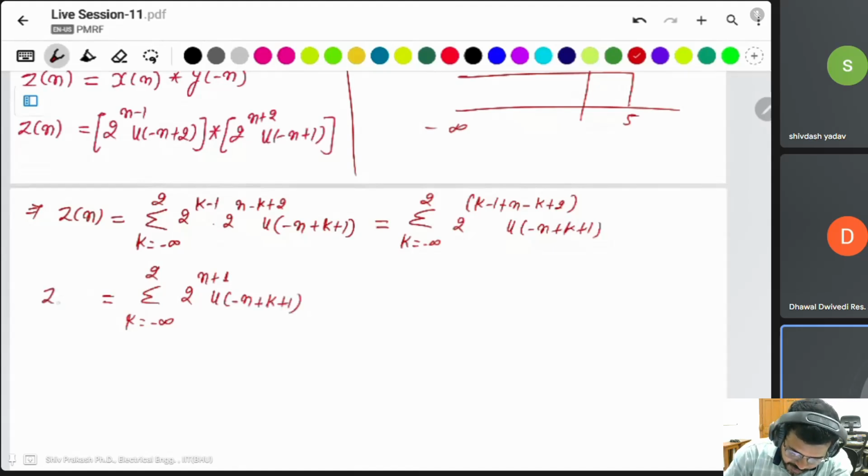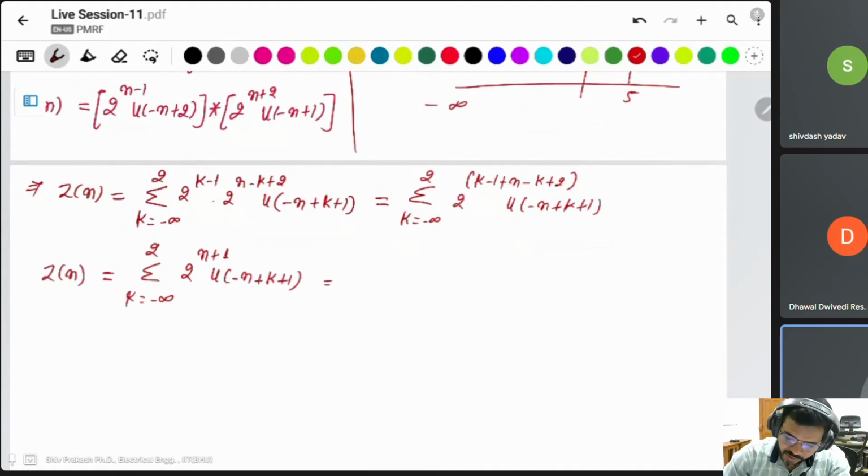This is the convolution zn. You know about this one: it is the convolution of xn and y of minus n.